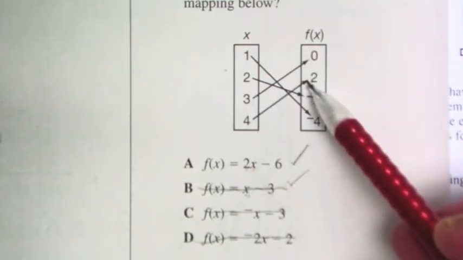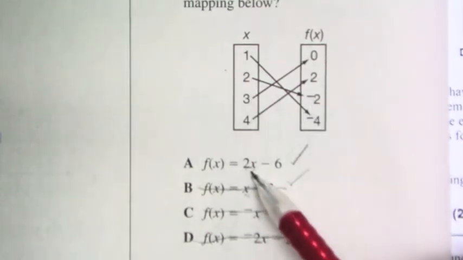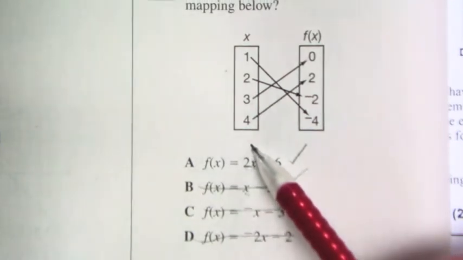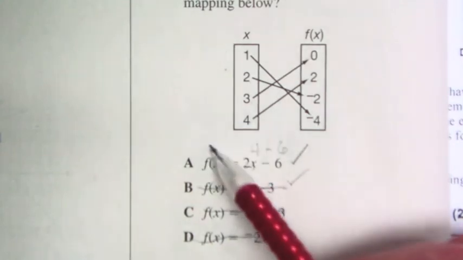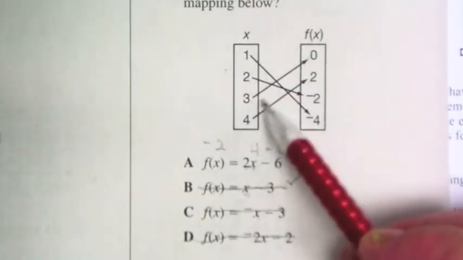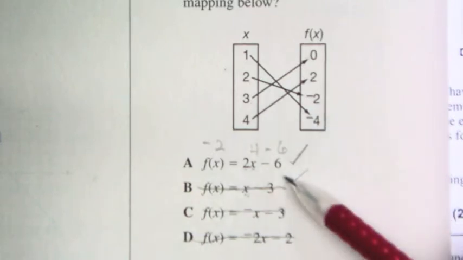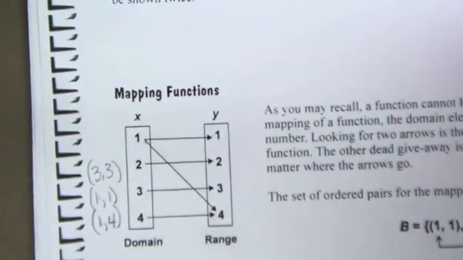So I'm going to check one more just to make sure. If I put in a 2, I should get a negative 2. So I'll put in a 2 right here. 2 times 2 is 4, and 4 take away 6 is negative 2. So that's true. Therefore, I can tell from this mapping that A is the answer. Okay, let's try one more rather quickly.